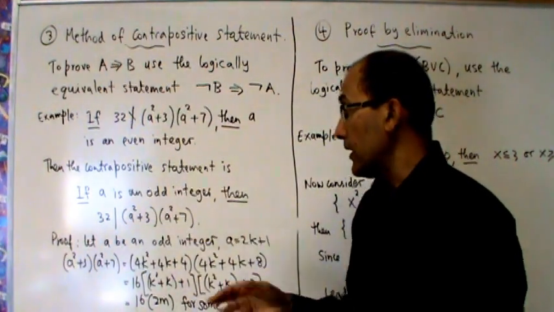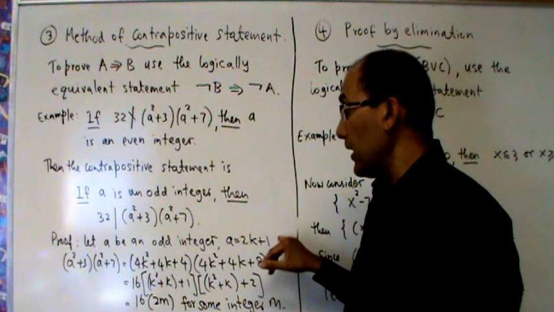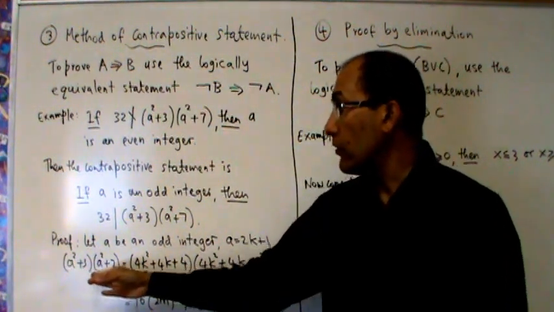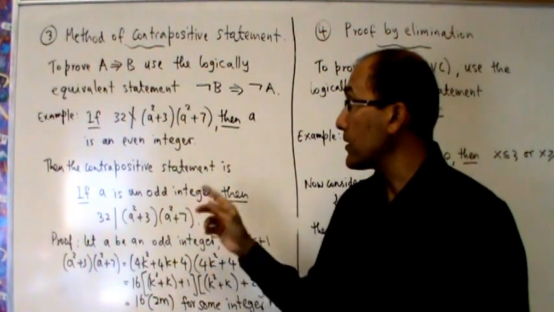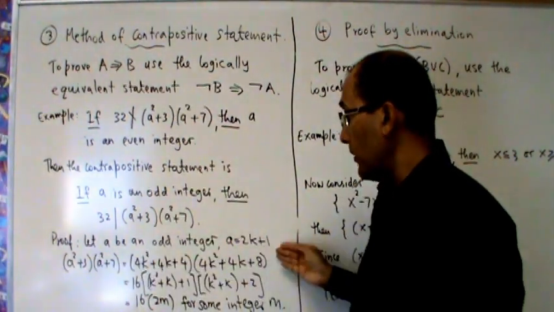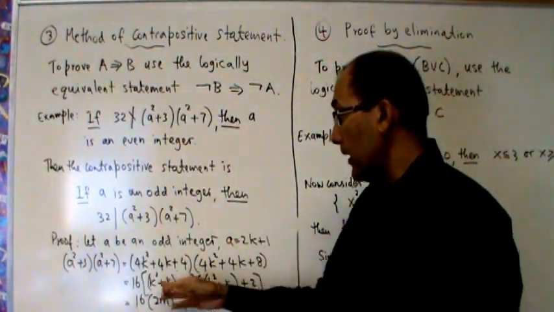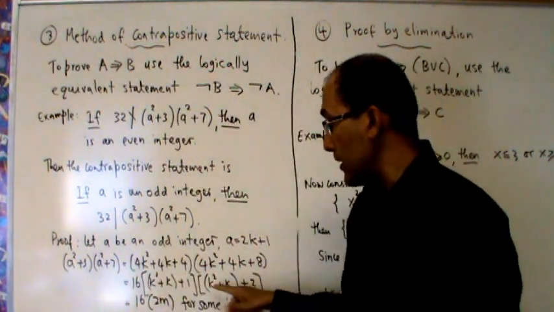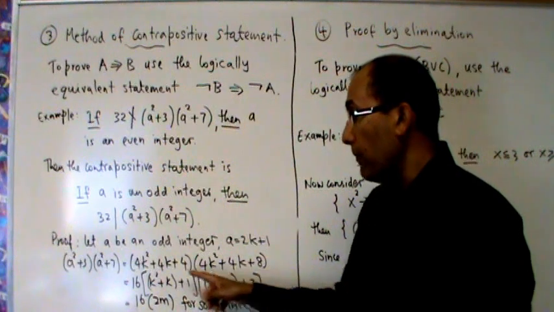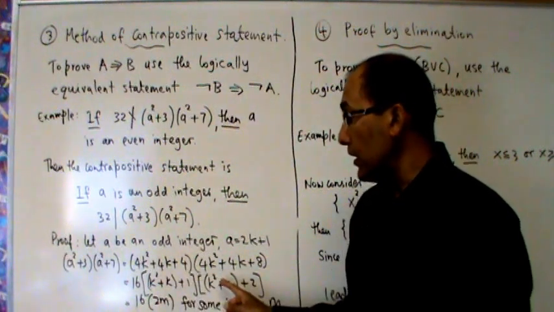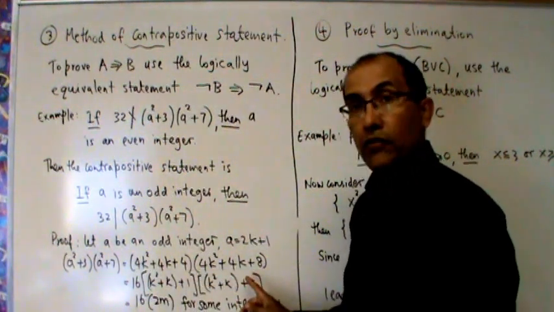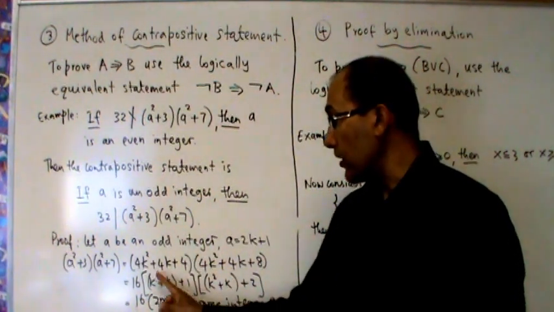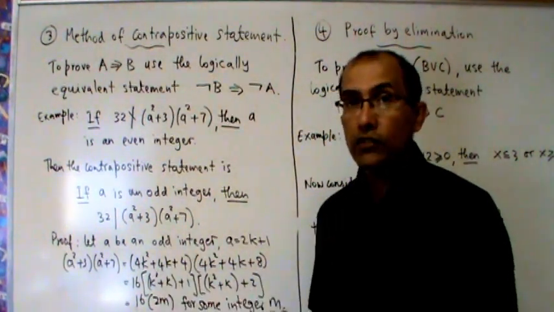So let's go and see. Let A be an odd integer, then A can be written as 2k plus 1. And if I look at this expression A square plus 3 times A square plus 7, I plug my A in and I can factor 4 here and a 4 there. So I get 16 and this expression. But these are integers, this is plus 1, this is plus 2, so at least one of them must be even. That means this expression here must be an even integer.